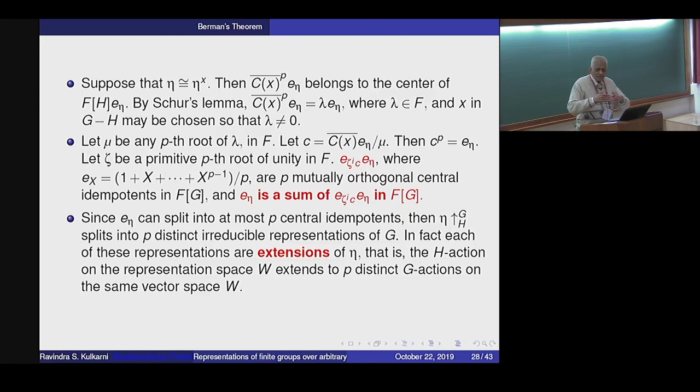And so each representation eta extends in p distinct ways, just extends on the same vector space, which is the representation space of eta. This extra element little x in G minus H starts acting in p different ways, and it gives you the p extensions.